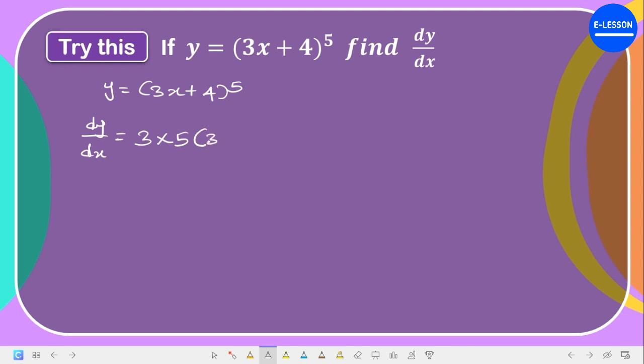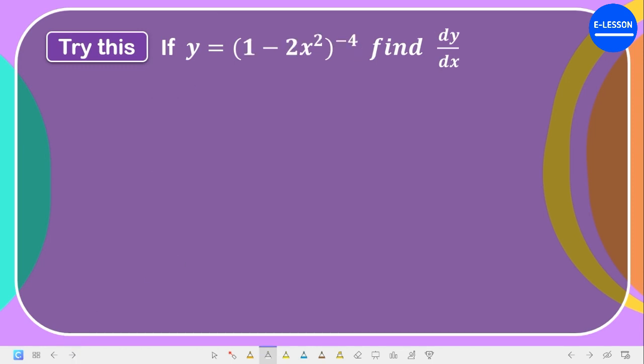Write everything out again. This gives us 3x plus 4. Then subtract 1 from the power, which is 5 minus 1. Finally, your answer will be 15 bracket 3x plus 4 raised to the power of 4. And this is the final answer to this question. Let's try another one. Now you have this and you have 10 seconds to try. Your time starts now.